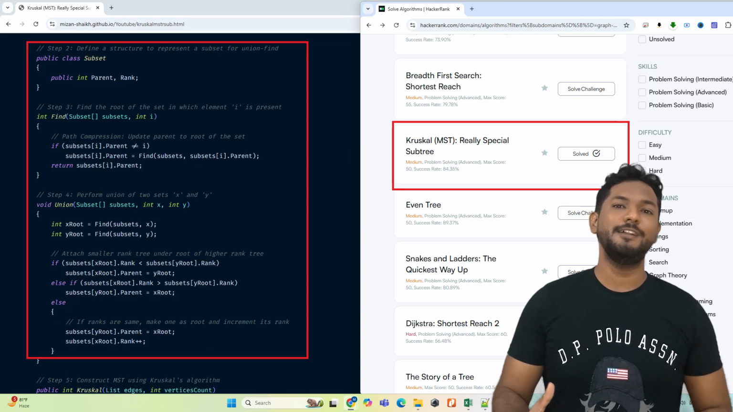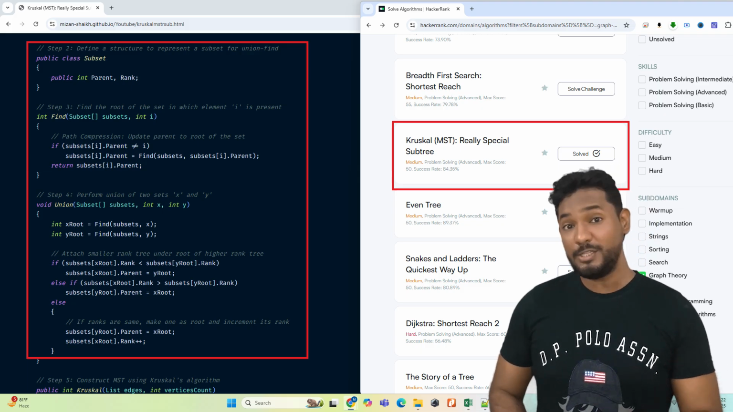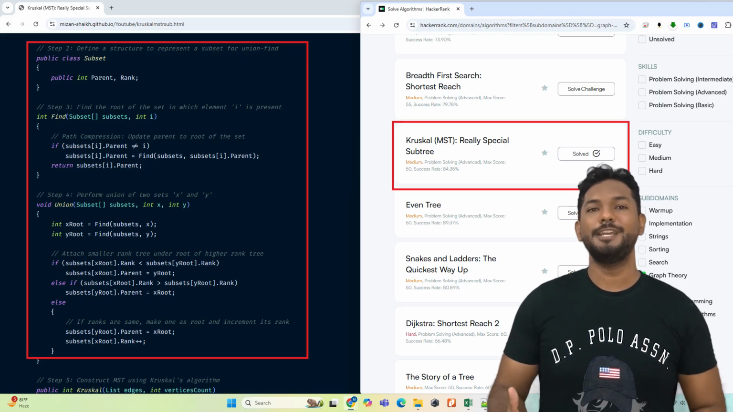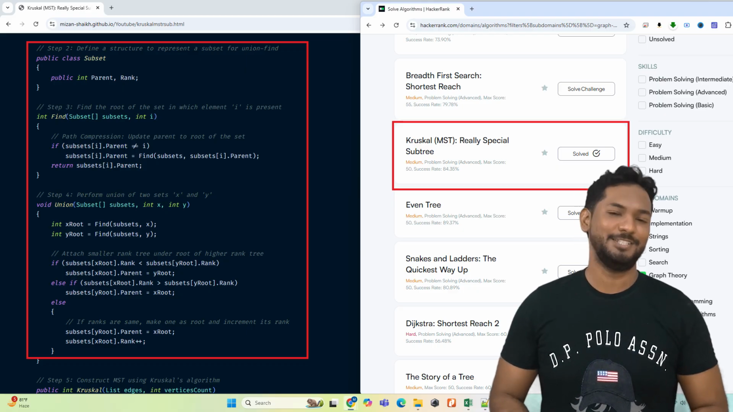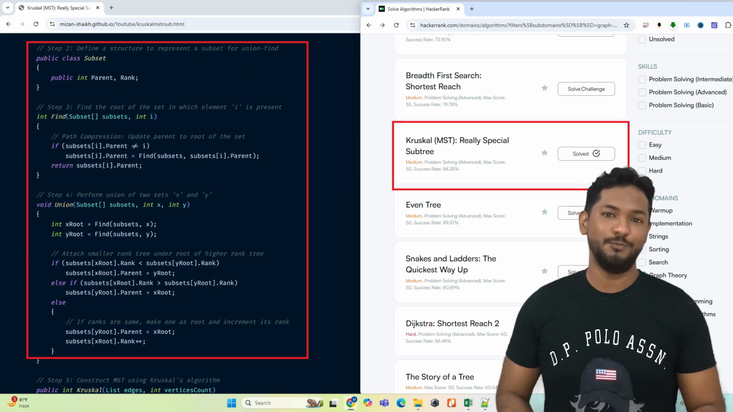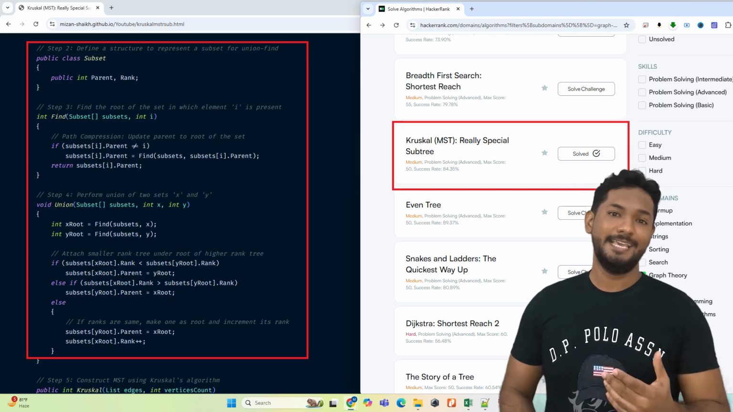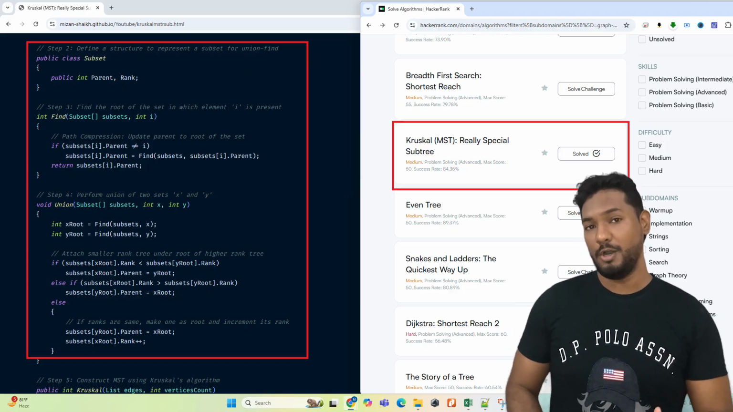Number two, union find data structure. To efficiently manage and track which vertices are connected, we use a data structure called union find, or disjoint set union (DSU). This lets us determine whether adding a specific edge will create a cycle. If two vertices belong to the same set, adding that edge would create a loop, which we want to avoid.